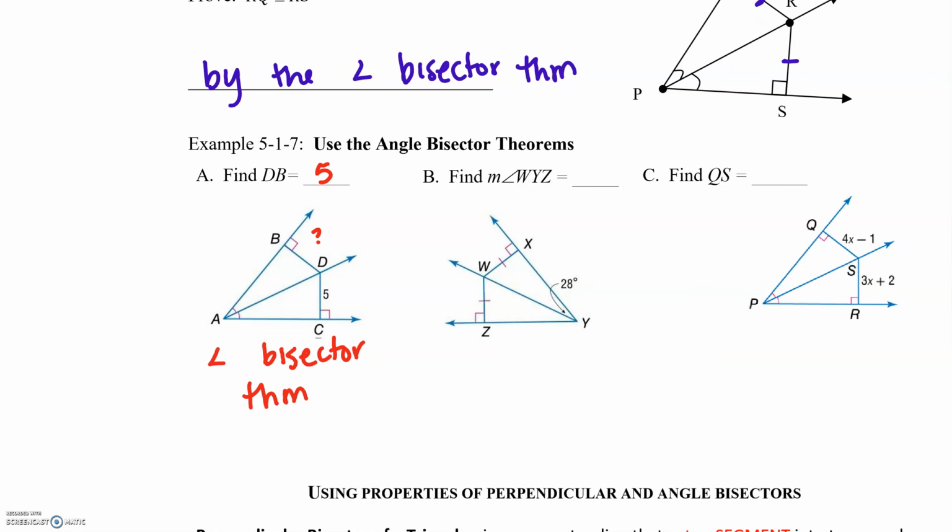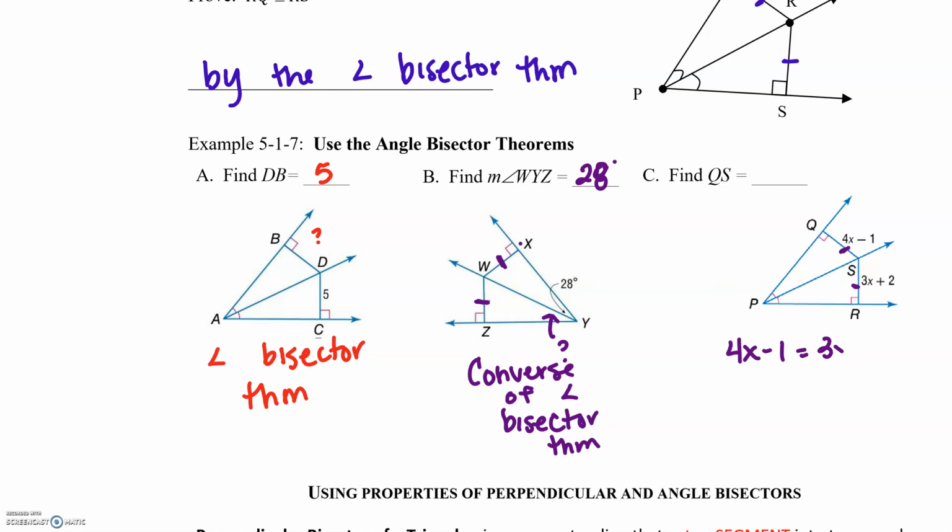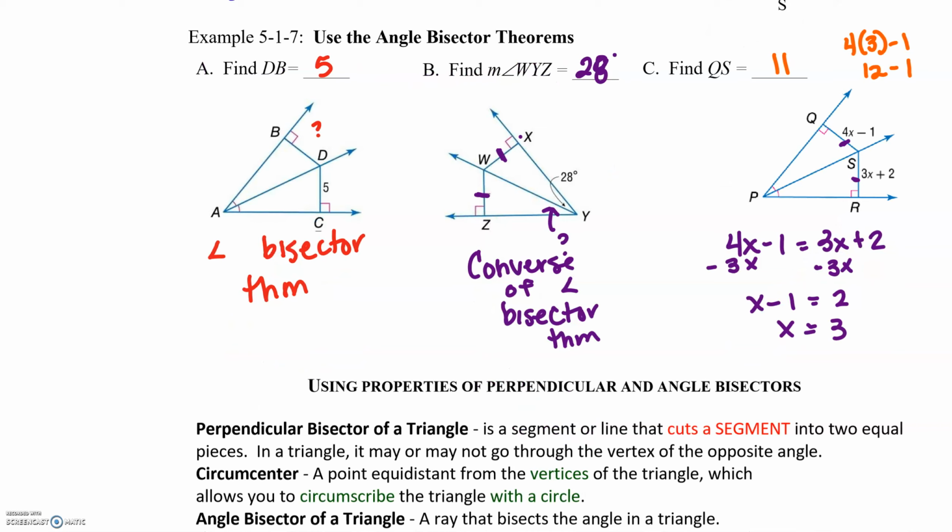So this angle here is 28. We want to figure out what that angle is, and we do know that this is congruent to this, and it's perpendicular, so that means that this is on the bisector. So if that's 28, the angle next to it has to be 28 because it's being bisected, so that would make them equal. Again, this is the converse of the angle bisector theorem. This here would make these equal because it's the angle bisector and these are perpendicular, then this would be congruent to this. So we're going to set that up and solve. So you should get x is 3, and then when we plug 3 back in up here, we get QS is 11.